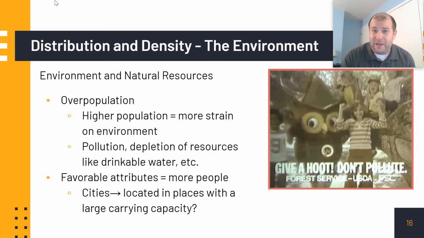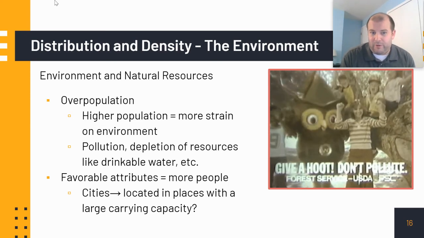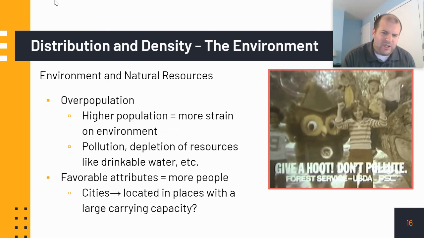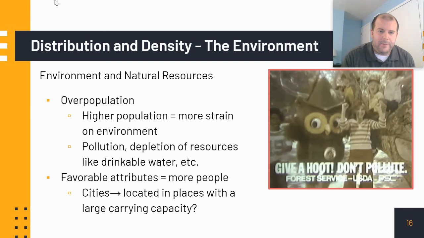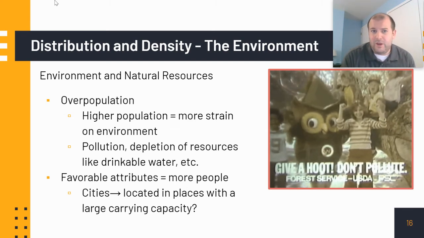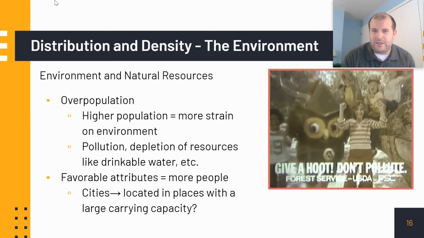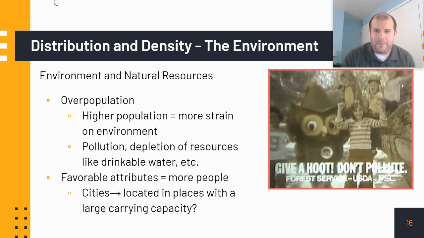Do realize that favorable environmental attributes equal more people. People like places with a favorable climate, and places that have arable land to grow food. So I ask this question: are cities only located in places with large carrying capacity? Could you think of any cities anywhere, maybe even in the United States, where it seems that the city was built specifically in a place that does not have a large carrying capacity?